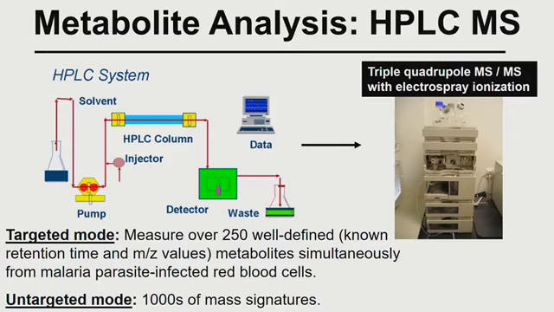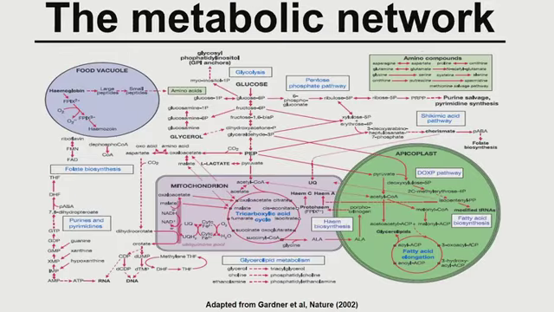These include targeted mode, which is a very streamlined method in which we have already run, at this time, about 250 well-defined metabolites through this analytical platform. We know exactly their retention times and mass to charge ratios. Of course, when we're doing that, we gather all the full data. We ignore some of it in our analysis to make our lives easier, but there's much more data out there because, in reality, what we're measuring are thousands of different mass signatures in these types of experiments.